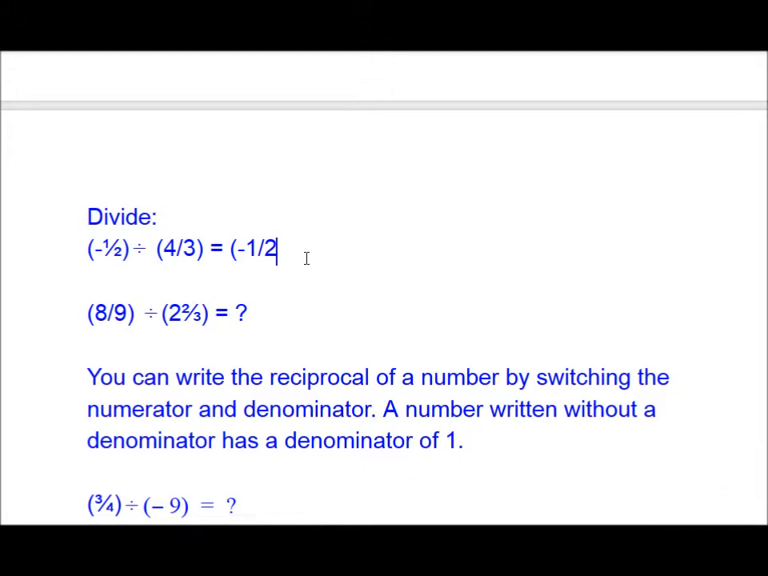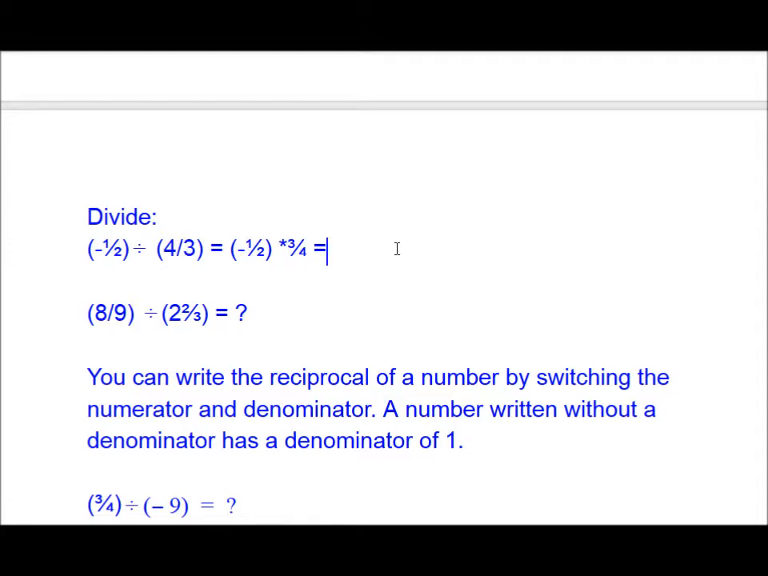So minus 1 by 2 is divided by minus 4 by 3, which can also be written as minus 1 by 2. Reciprocal of 4 by 3 is 3 by 4. So in case of division, we just do the reciprocal of the one number and multiply it together.